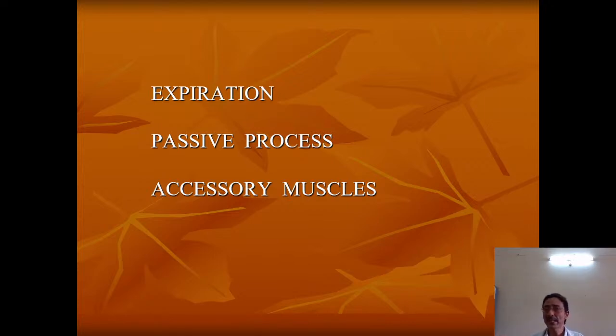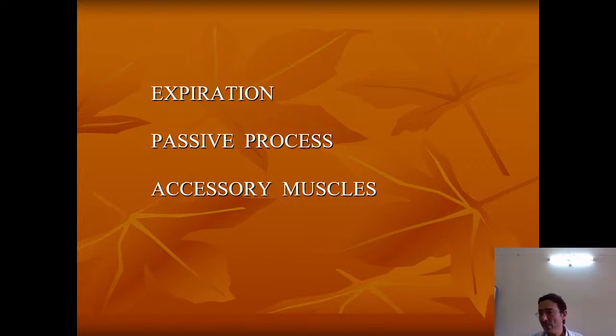Now the external intercostals are relaxing. So the transverse diameter comes back to its original position. The anterior posterior diameter and the transverse diameter also come down. Now when it comes down, it causes a compression on the chest wall. Because of this compression, the air now moves from the alveoli into the atmosphere.